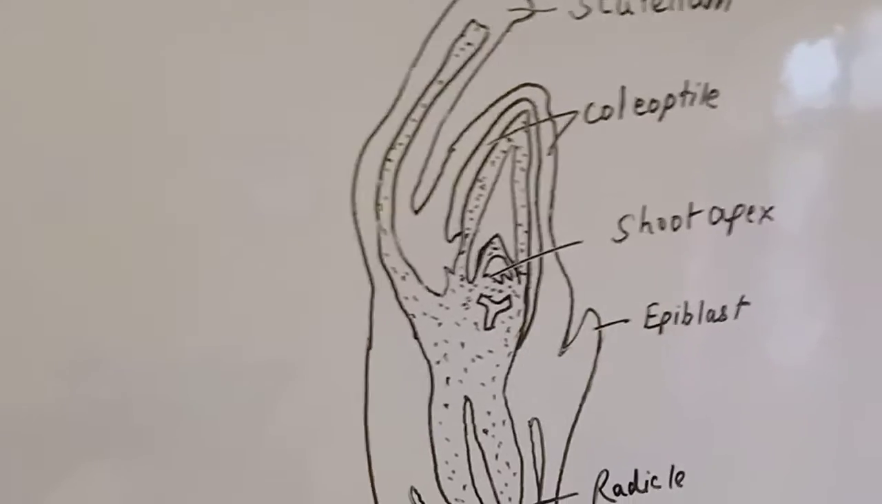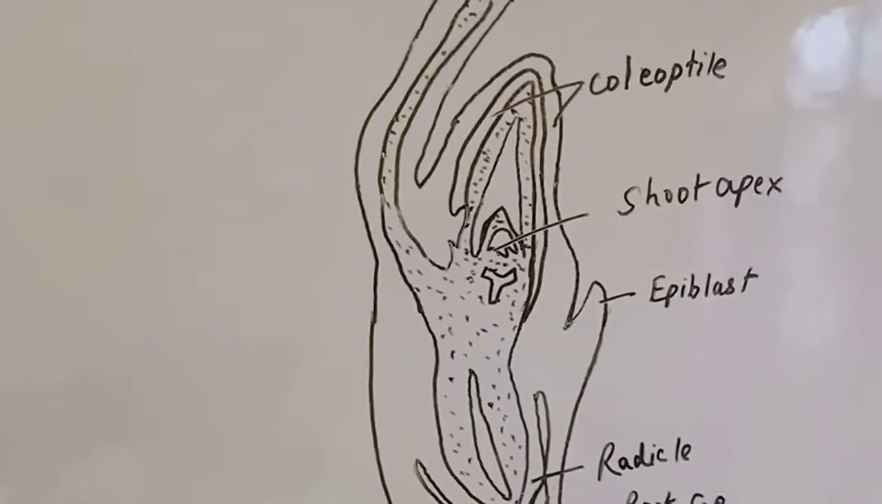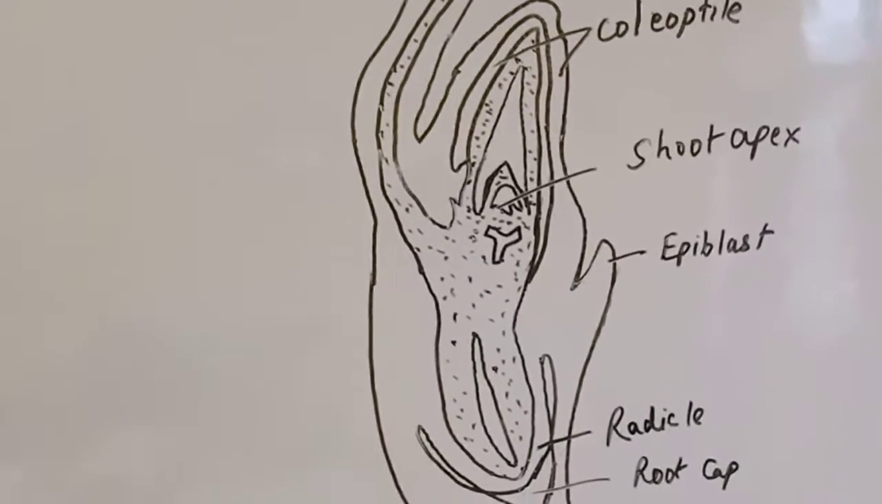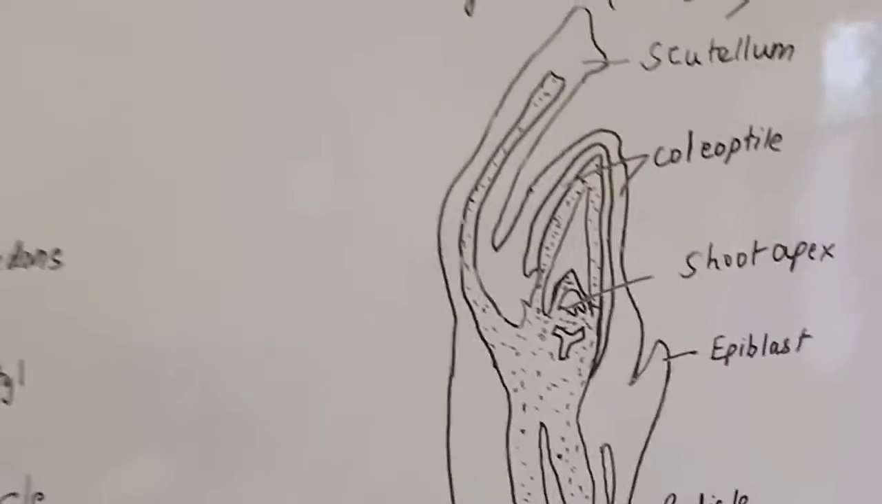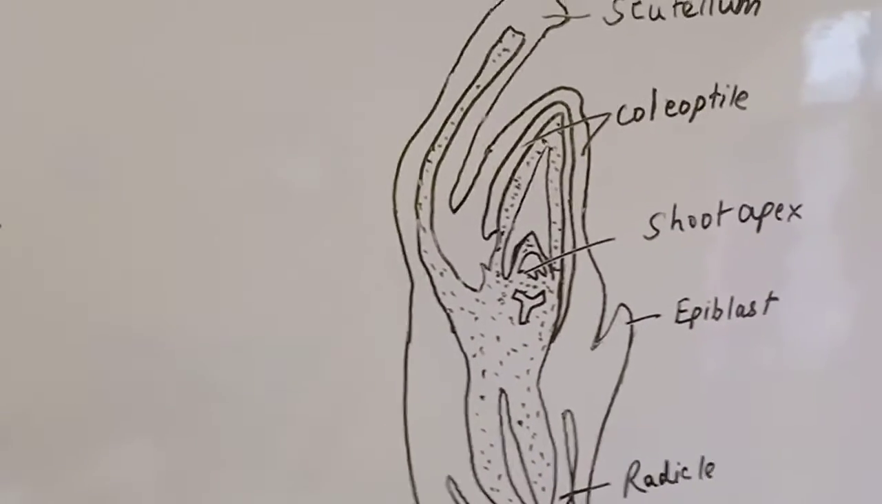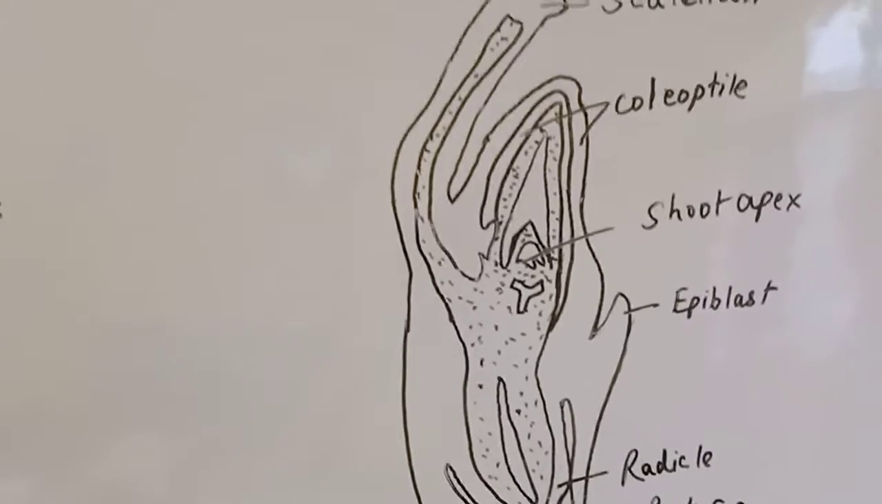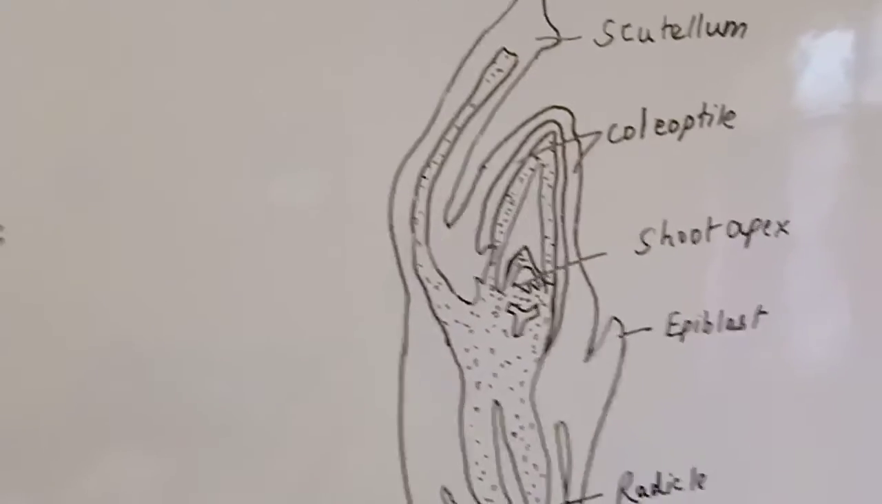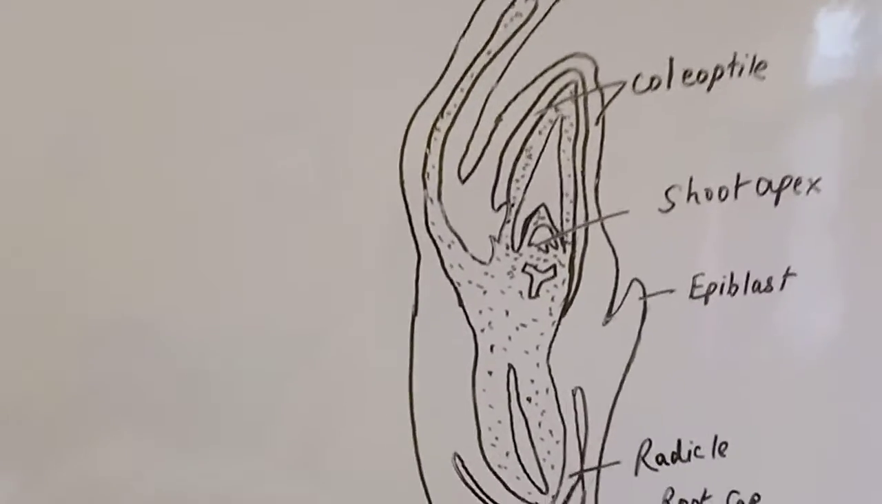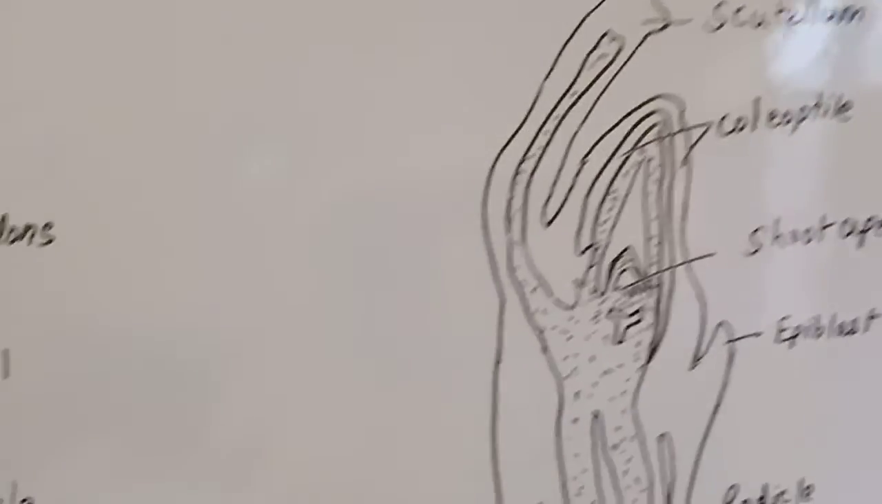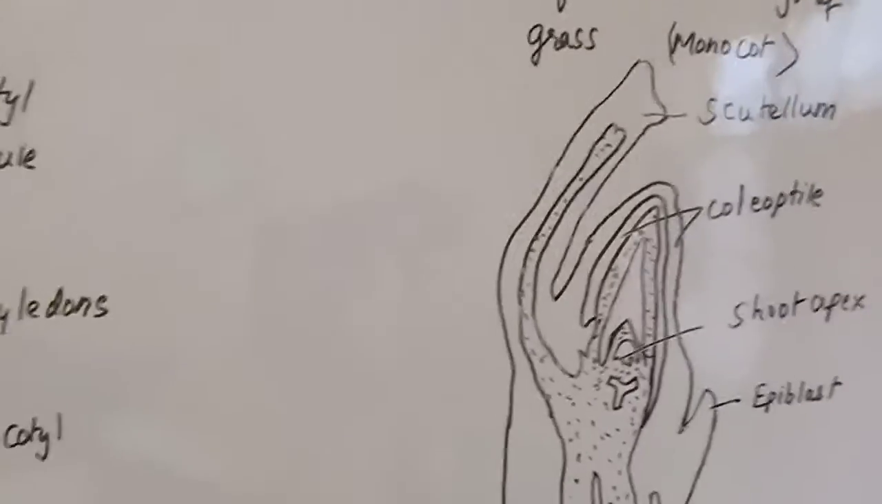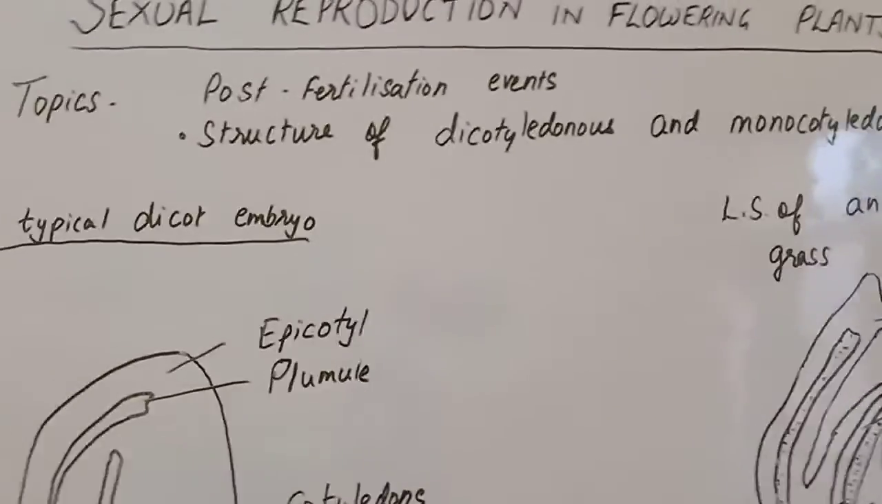The portion of embryonal axis above the level of attachment of scutellum is called epicotyl. Grass, banana, bamboo, palm are some monocotyledonous plants.